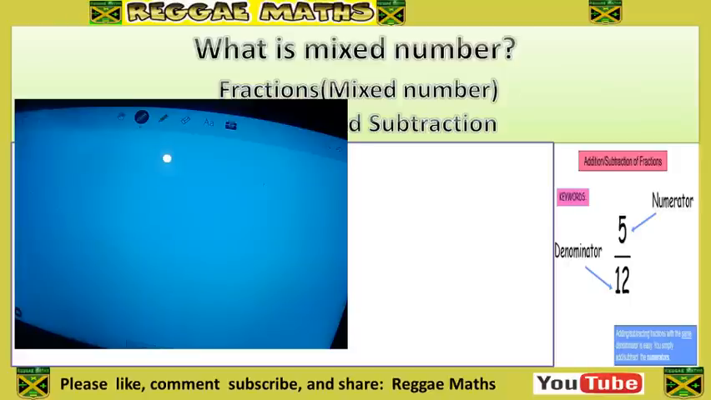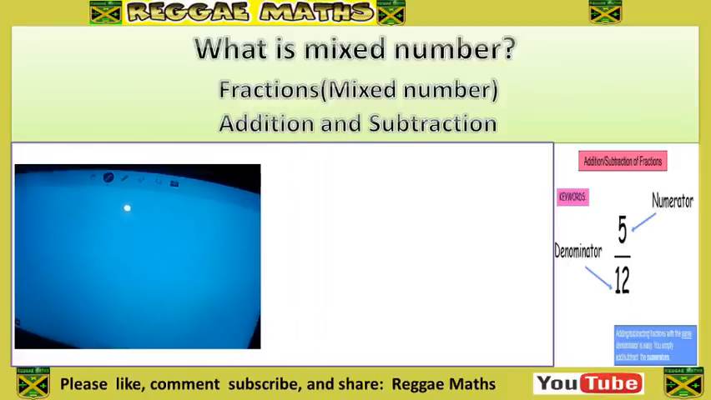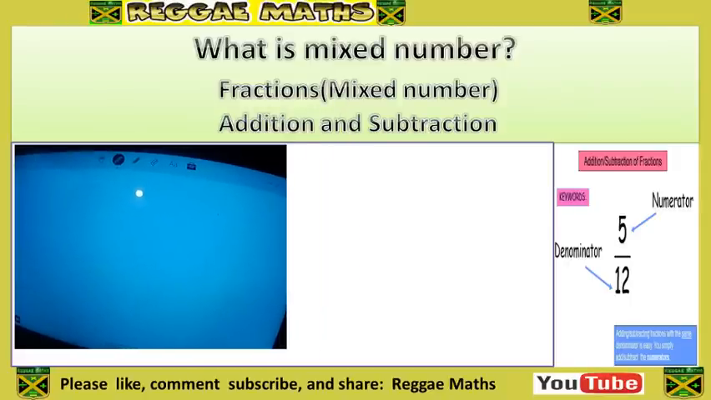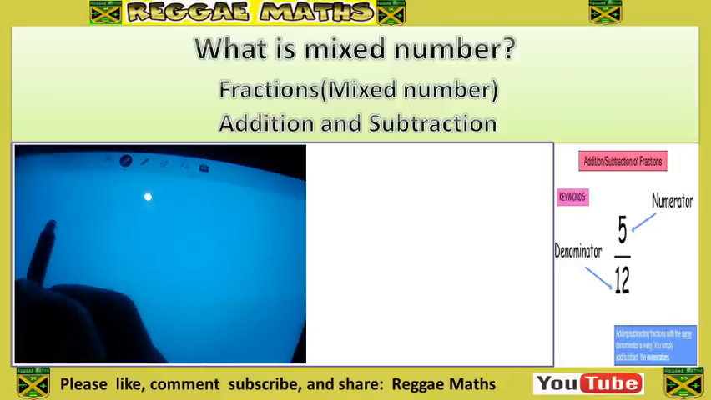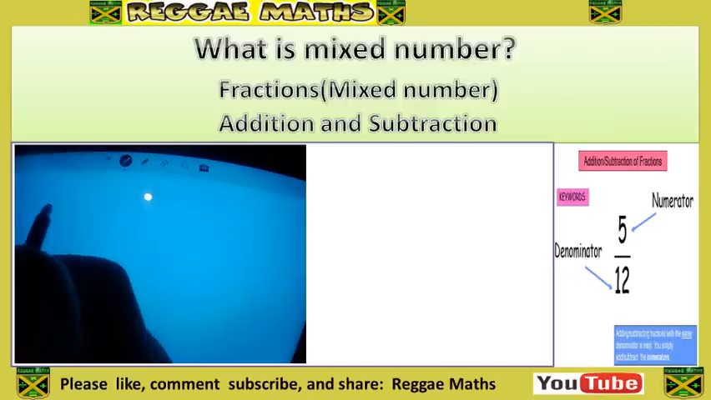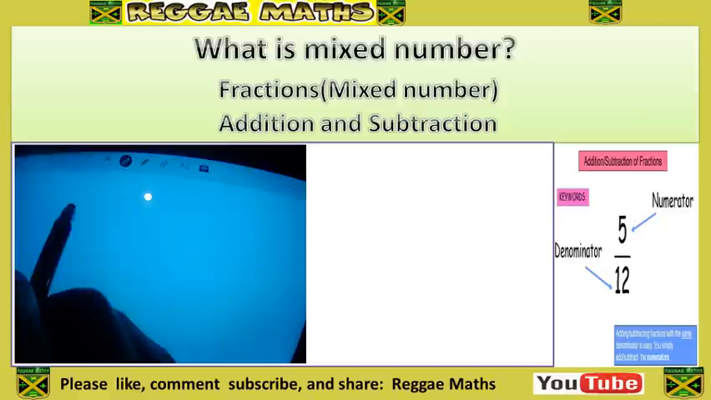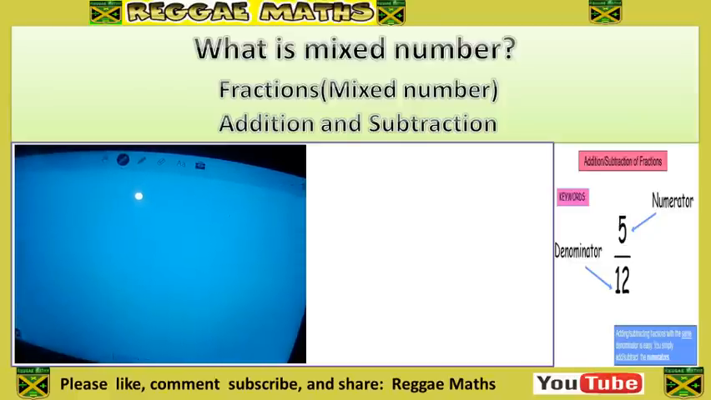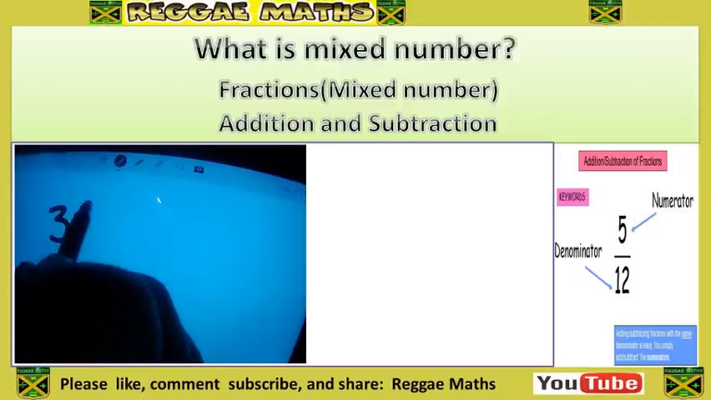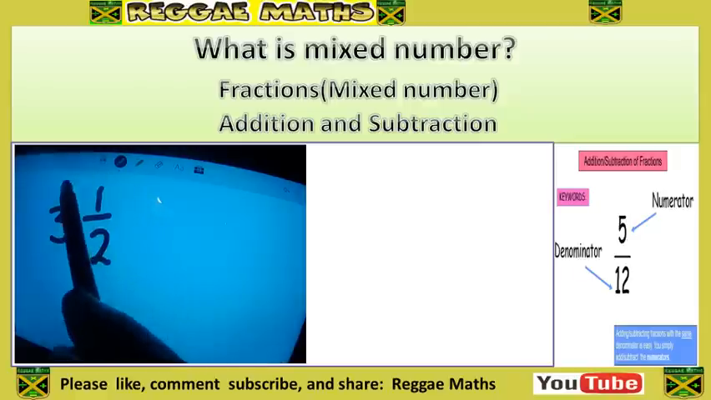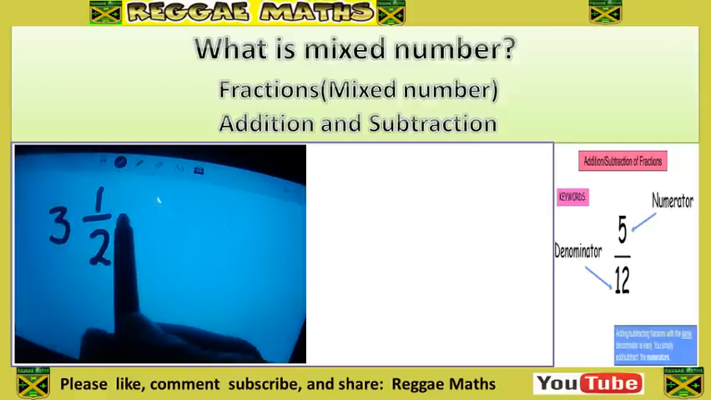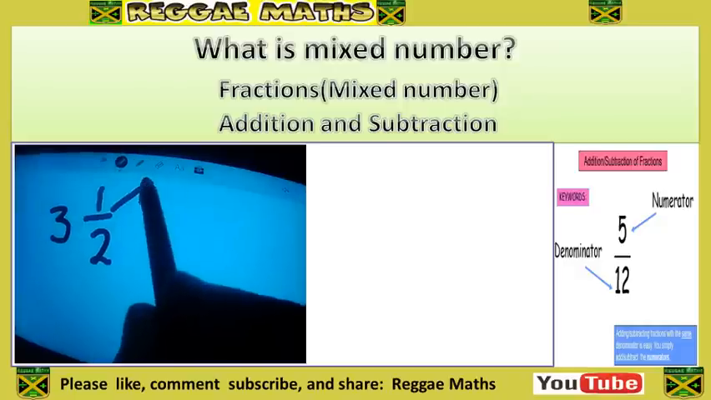So, basically, what are mixed numbers? For example, the last lesson that we were looking at is adding fractions. So we're going to look at adding mixed numbers. So mixed numbers, for example, we've got 3 and a half. This is known as a mixed number.